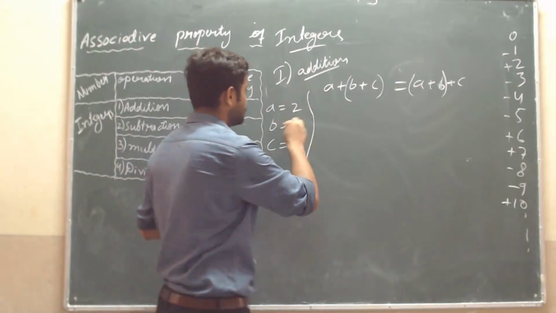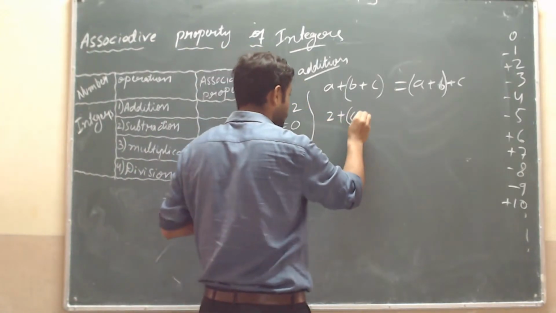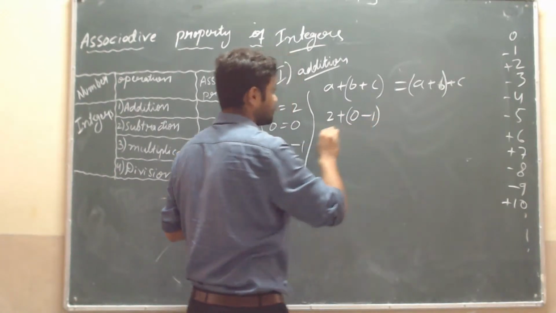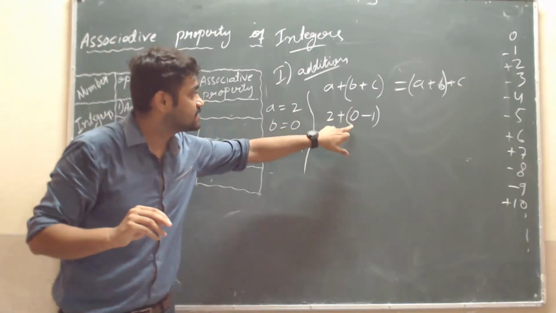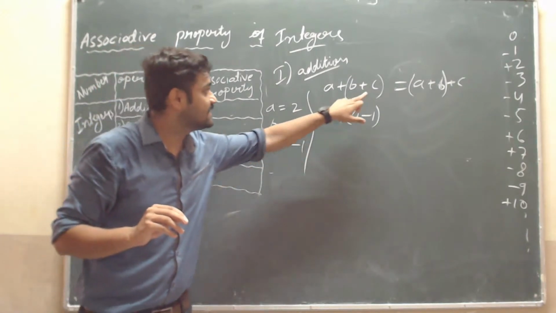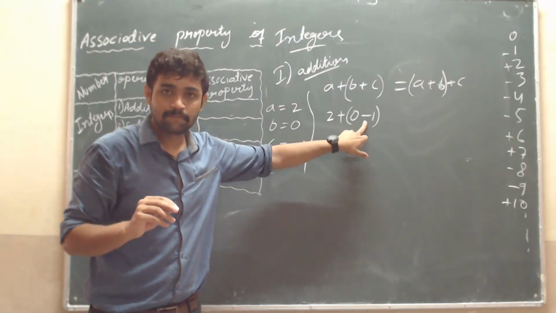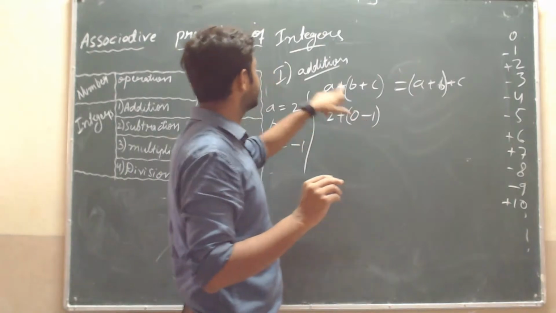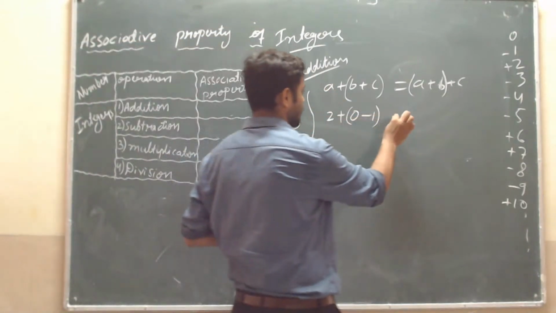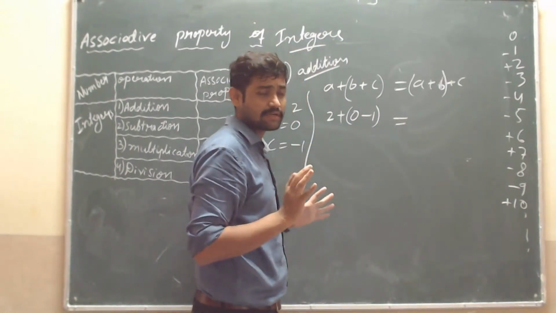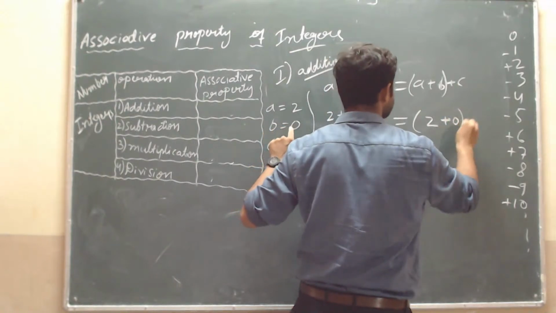Okay, let's take a is 2 plus b is 0 and c is minus 1, because minus 1 is also an integer. We are checking the associative property of integers. I don't know whether these are equal or not. I am going to check. a is 2, b is 0, and c is minus 1.